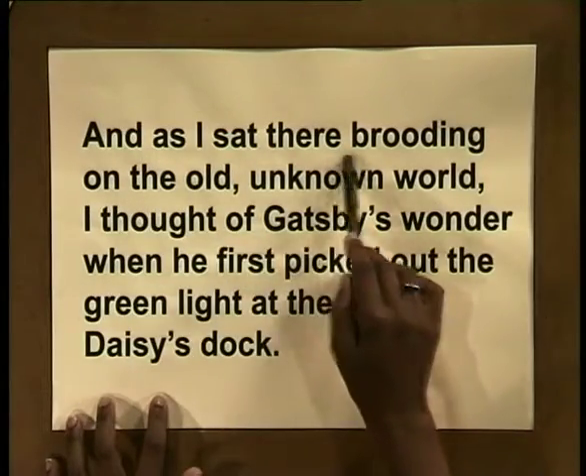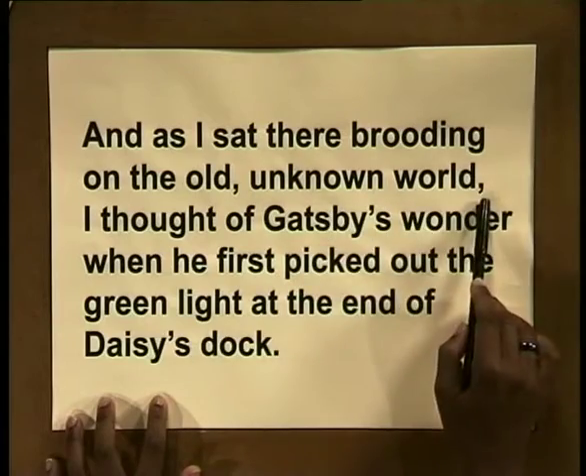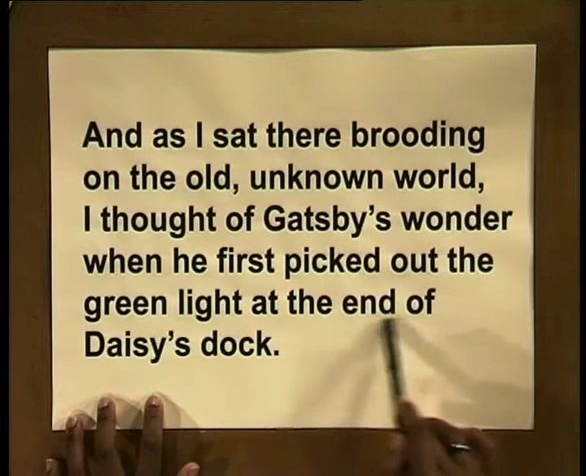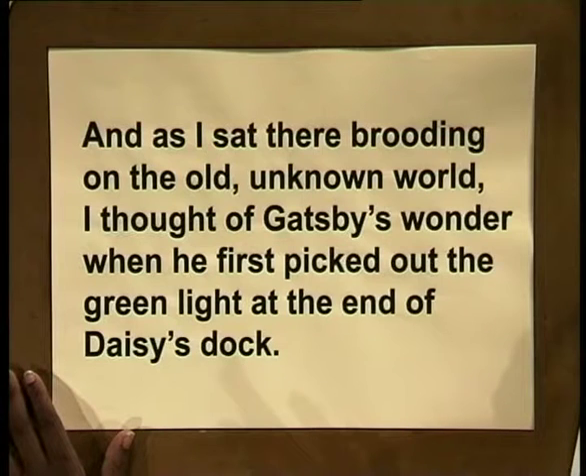"And as I sat there, brooding on the old unknown world, I thought of Gatsby's wonder when he first picked out the green light at the end of Daisy's dock." The green light is a symbol that is used throughout the book to represent Daisy. Gatsby knows that she lives just across the lake from him, but like the light, she can be seen but not touched. She will always be out of Gatsby's reach, yet Nick now reflects on just how excited Gatsby must have been when he realized that this woman who was his fantasy lived so close to him.